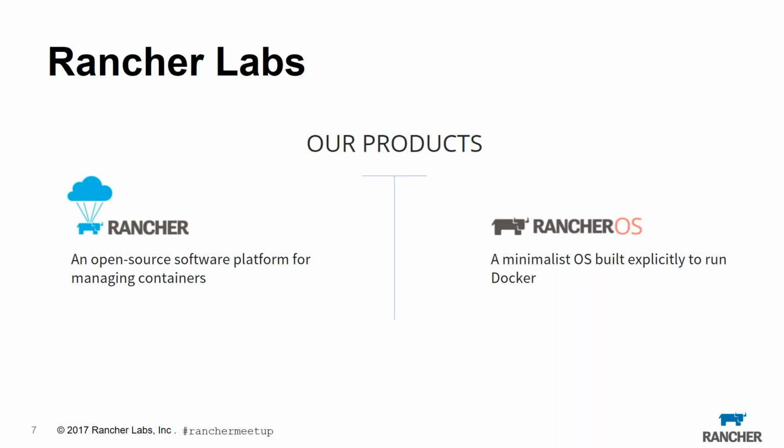Rancher OS is a tiny, lightweight Linux distribution that anyone can spin up to launch Docker, and it really is geared to run Docker as its main purpose. So it's really just enough OS to run Docker, and it incorporates Docker directly into the OS. So it's kind of a Dockerized operating system.